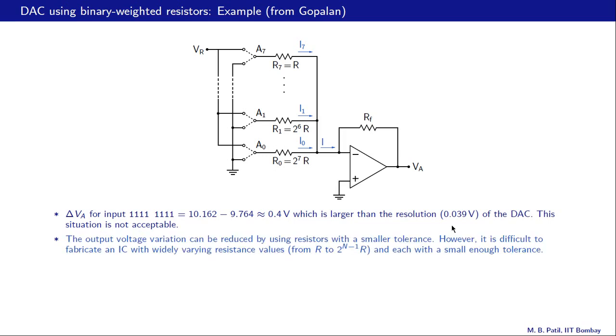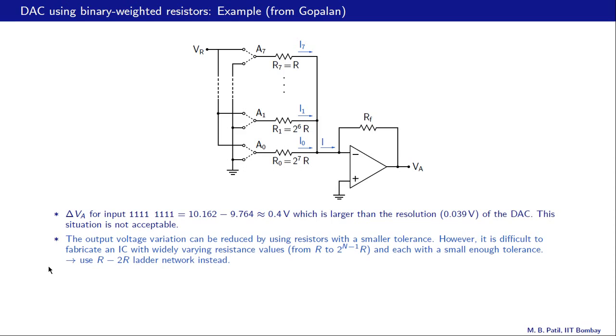And what can we do to improve this situation? We can use resistances with a more tight tolerance. So the output voltage variation can be reduced by using resistors with a smaller tolerance. However, it is difficult to fabricate an IC with widely varying resistance values such as R to 128 times R, and each with a small enough tolerance. So there is a technological difficulty there, and therefore this entire design needs to be improved upon.